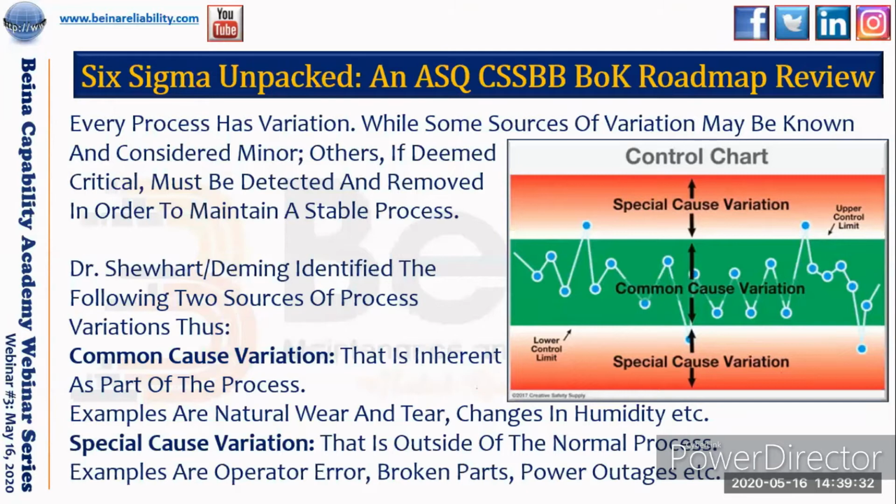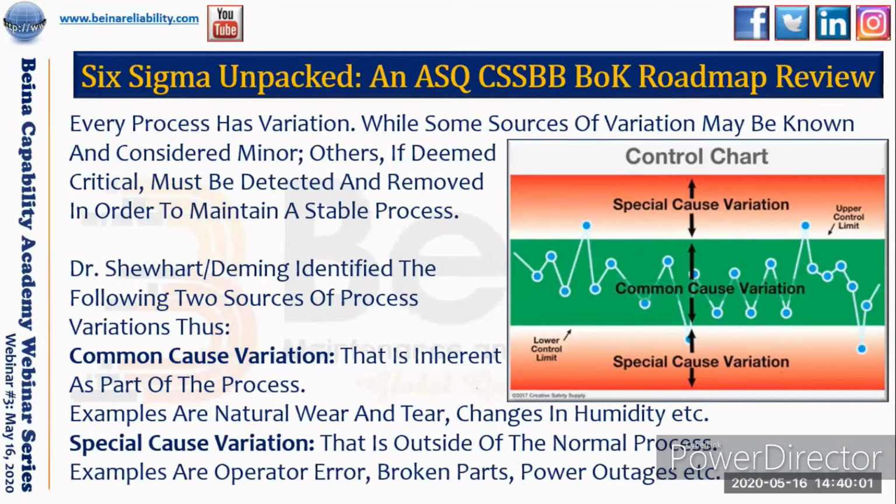It is by eliminating or understanding your sources of variation. Every process has variation. Some variation you know, some you don't know, some are little, some are major. And so Dr. Schwartz helps us to identify two sources of process variation. We have what we call the common cause. Now, a common cause variation is a variation that is inherent in the process.